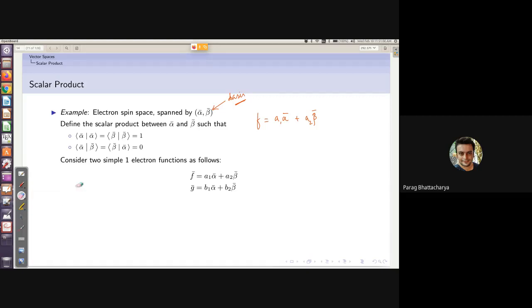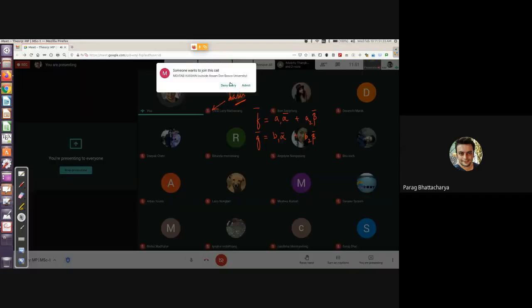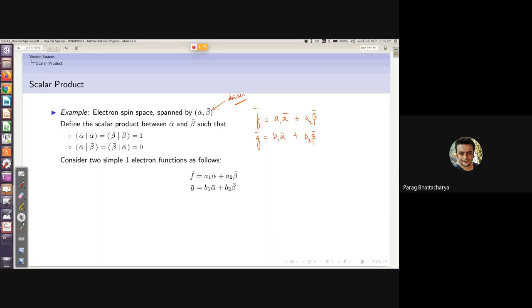So in general, this is how you write down functions. Likewise, I could have some other function, g. The basis is the same, right? The basis is alpha and beta. What matters is what you're multiplying. Here I'm multiplying b1 and b2. So in general, this is one spin state, a superposition of alpha and beta. This is another spin state, which is again a superposition of alpha and beta. That's how we have written this over here.